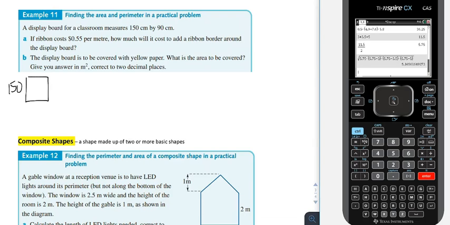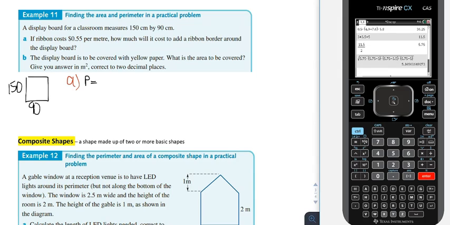So the next example is more of a practical problem. We have a display board for a classroom which measures 150 centimeters by 90 centimeters. So just drawing a quick diagram. It's always good, for measurement, trigonometry, anything that you can draw a diagram for, to draw one. Part A: we're told that a ribbon costs $0.55 per meter. And how much will it cost to add a ribbon border around the display board?